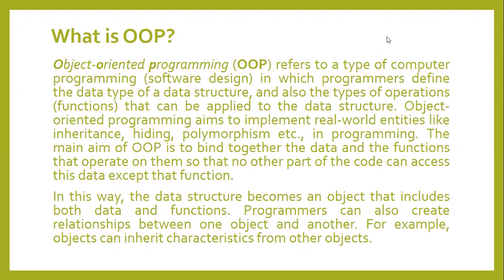Object-oriented programming aims to implement real-world entities like inheritance, hiding, polymorphism, etc. in programming. The main aim of OOP is to bind together the data and the functions that operate on them so that no other part of the code can access this data except that function. In this way, the data structure becomes an object that includes both data and function. Programmers can also create relationships between one object and another. For example, objects can inherit characteristics from other objects.